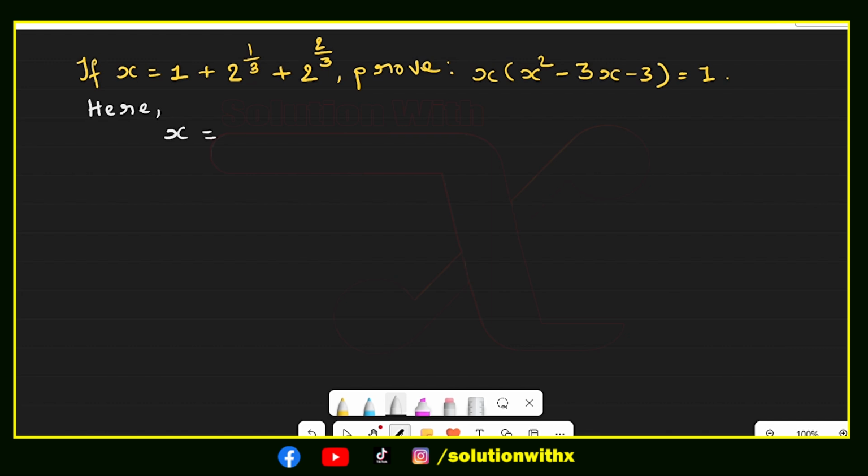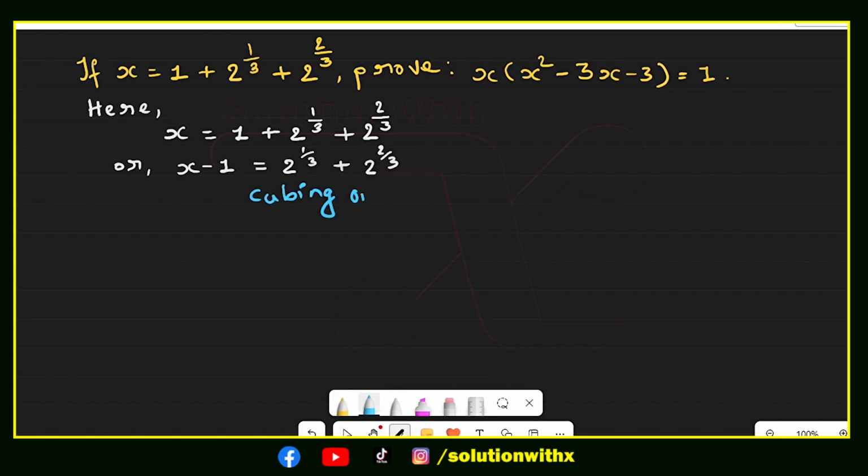Here we are given the condition yx equals 1 plus 2 power 1 by 3 plus 2 power 2 by 3. It can be written as yx minus 1 equals 2 power 1 by 3 plus 2 power 2 by 3. Well, cubing on both sides, here we get (yx minus 1) whole cube equals (2 power 1 by 3 plus 2 power 2 by 3) whole cube.